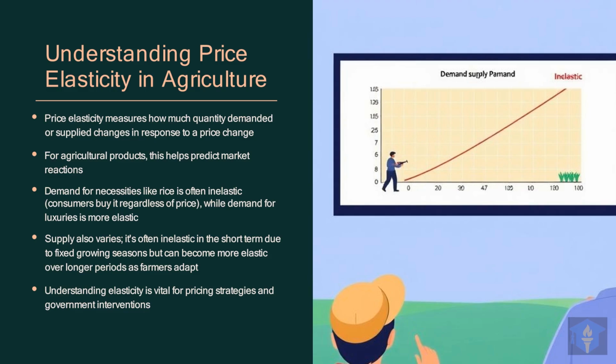Demand for necessities like rice is often inelastic, meaning consumers buy it regardless of price changes, while luxury items show more elastic demand. Supply also varies. It's often inelastic in the short term due to fixed growing seasons, but becomes more elastic over time as farmers adapt. Understanding this concept is vital for pricing strategies and government policy decisions.